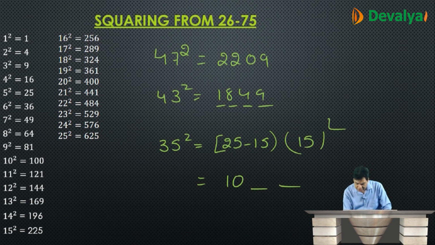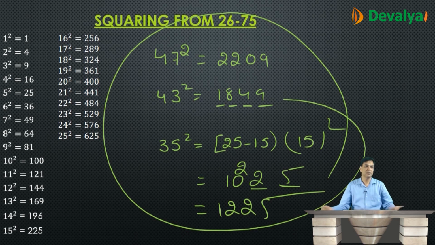These are the last 2 digits. But 15 square is 225, so I am supposed to write 25 here and only the 2 is going to be shifted here. It will be 1225. It's simple.